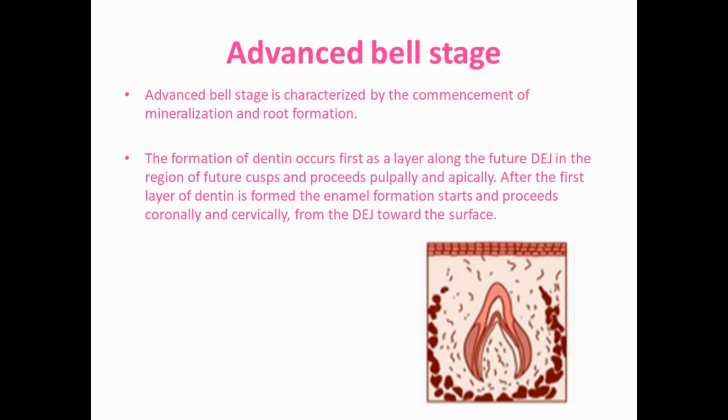This diagram is showing advanced bell stage. In this stage, mineralization and root formation starts. Here, first a layer of dentine is formed along the dentino-enamel junction, then a layer of enamel is formed.